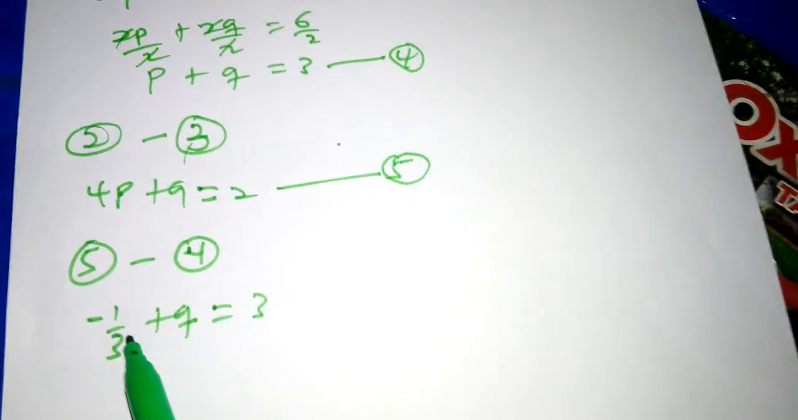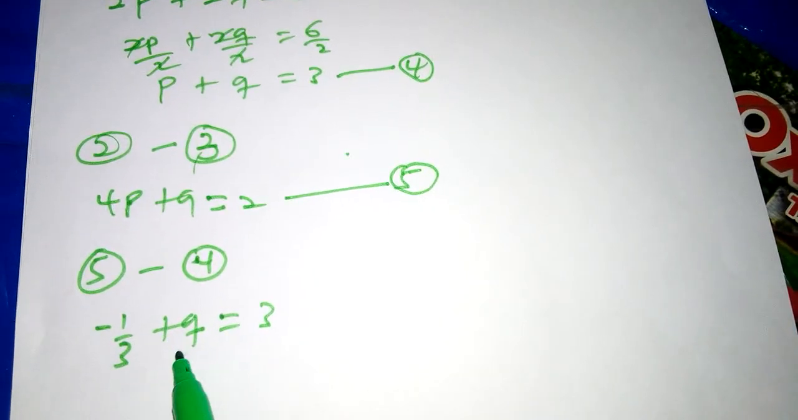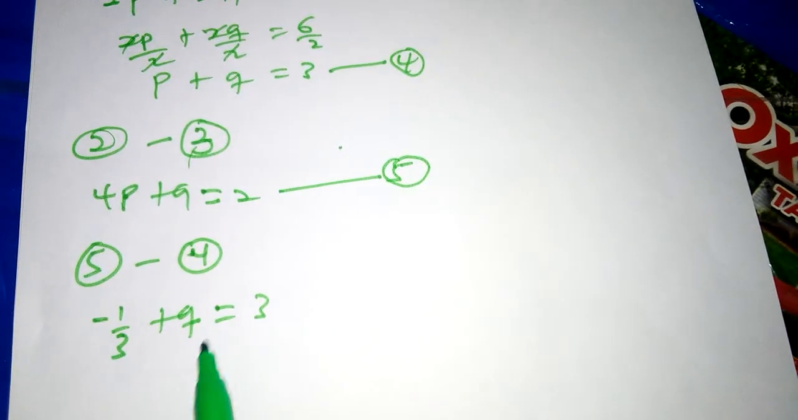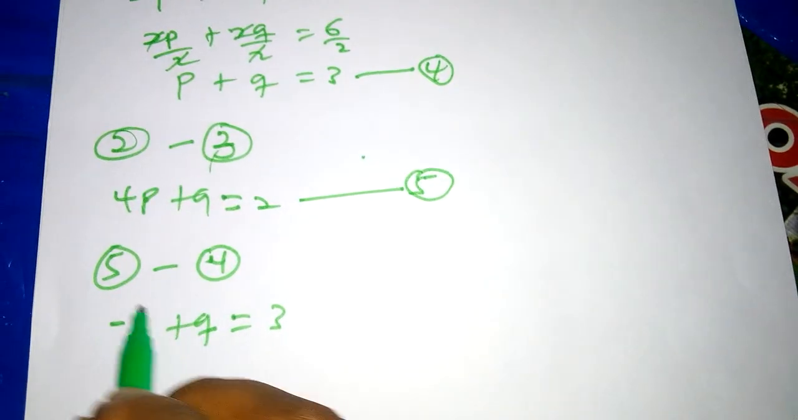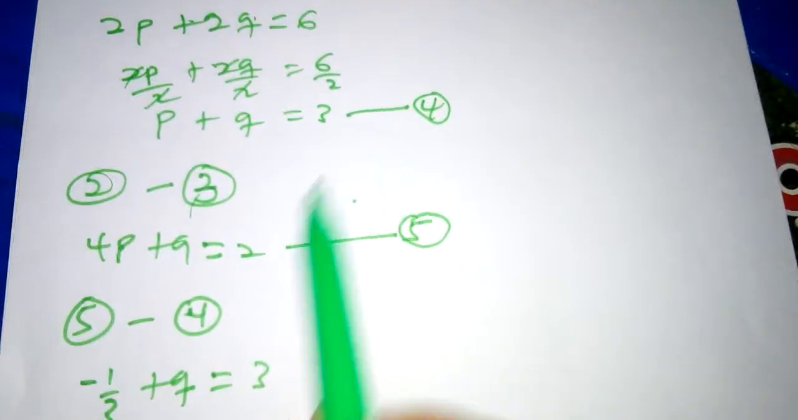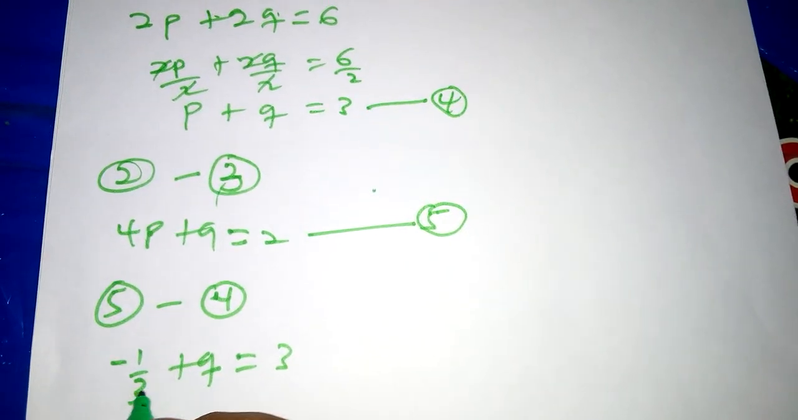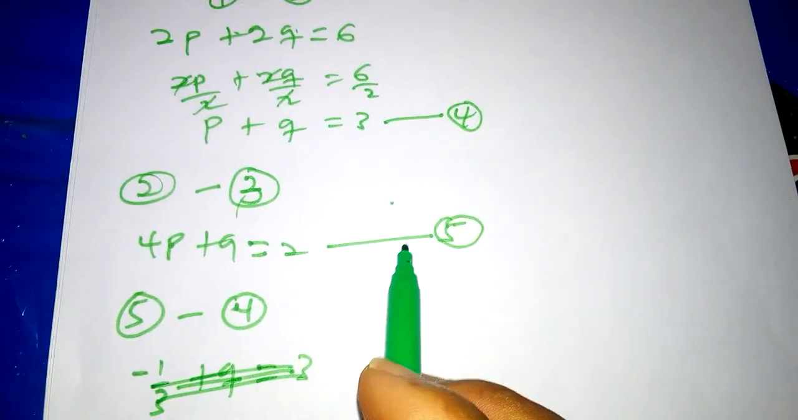We had minus 1 over 3. Sorry, when you subtract equation 4 from equation 5, you are not supposed to get this. Let me do this correction over here. So let me just cancel this one out, and I'll get equation 5 minus equation 4.